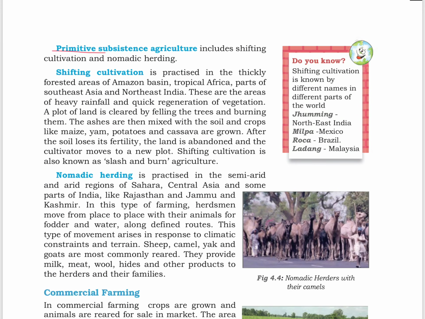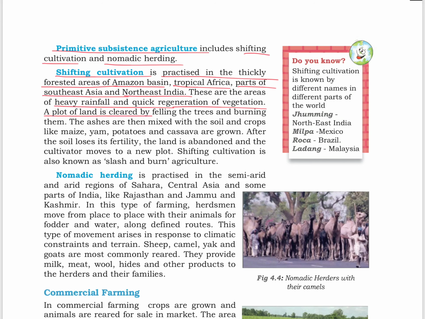Next we have primitive subsistence agriculture. This includes shifting cultivation and nomadic herding. Shifting cultivation is practiced in the thickly forested areas of Amazon basin, tropical Africa, parts of Southeast Asia and Northeast India. These are the areas of heavy rainfall and quick regeneration of vegetation.